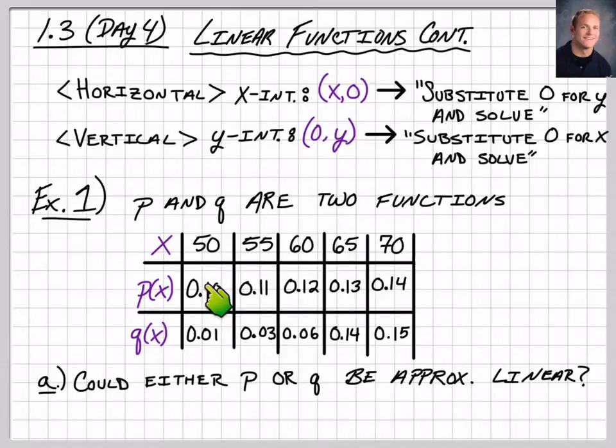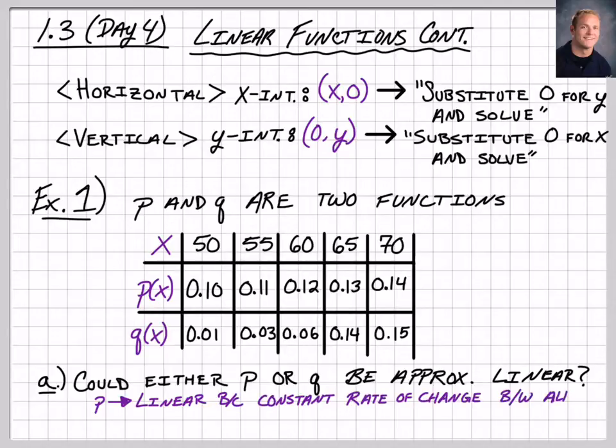So p goes up by 0.01, and then another 0.01, and then another 0.01, and then another 0.01. So if we can observe that between these points, it stays constant for the x and constant for p of x, right away we know that that demonstrates a linear pattern. So p, we didn't even have to calculate any slope formulas. We can just observe. It's linear because it's got a constant rate of change between all points. Graphically, you would say it goes up 0.01 over 5. Up 0.01 over 5. Rise over run.